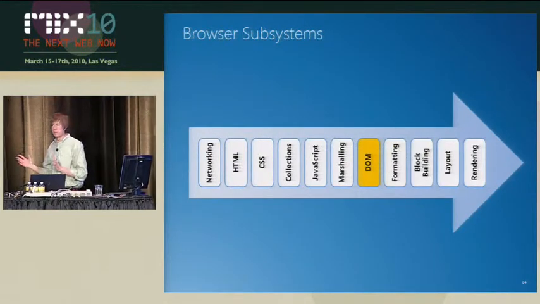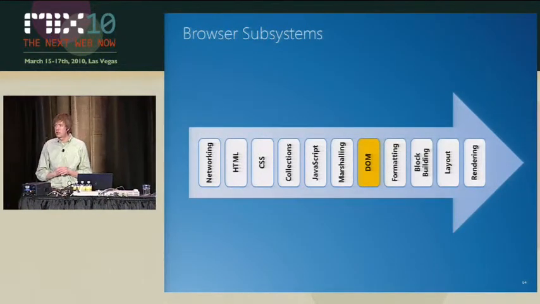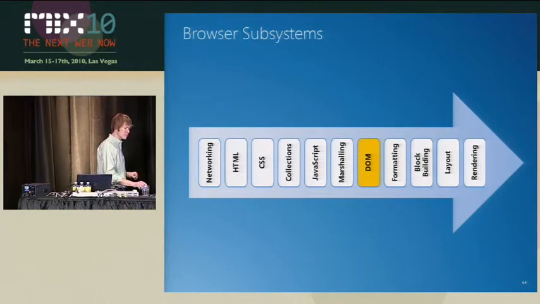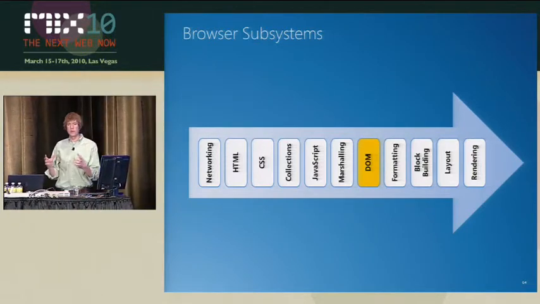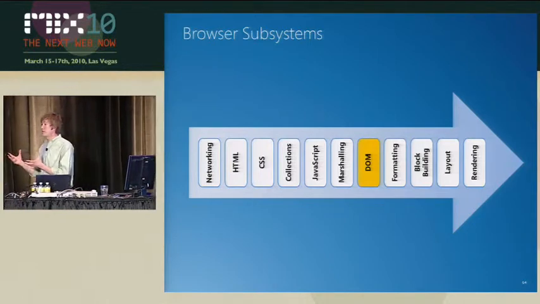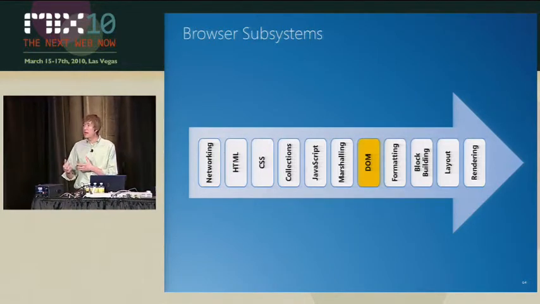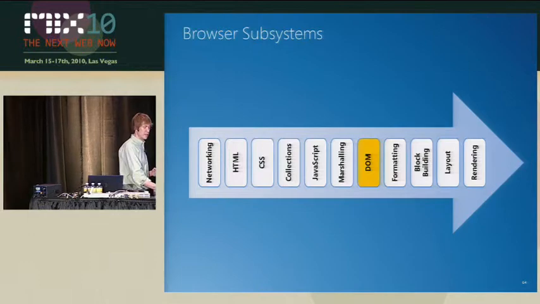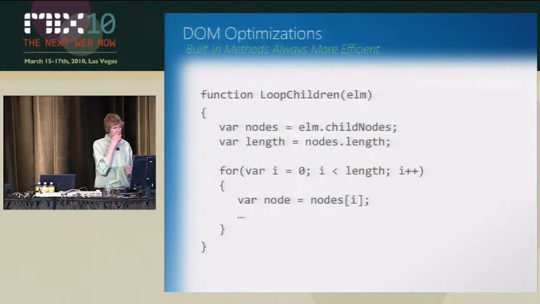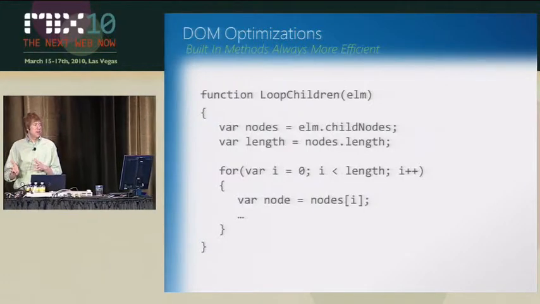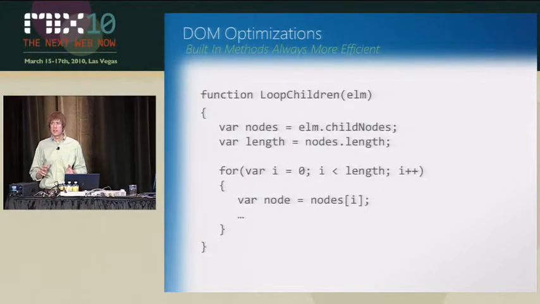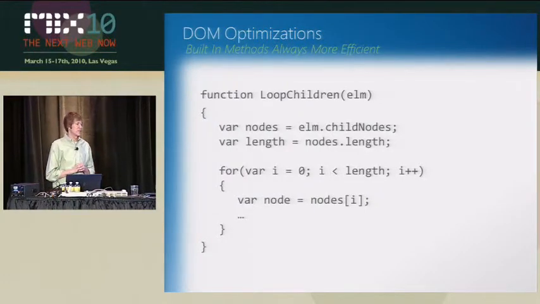Moving on to the DOM, which is on the other side of that marshalling tier. There's a couple of best practices that you can use to improve how you interact with the DOM, and specifically the APIs that you use in the DOM itself. The first best practice is built-in methods are always more efficient than trying to roll something yourself.